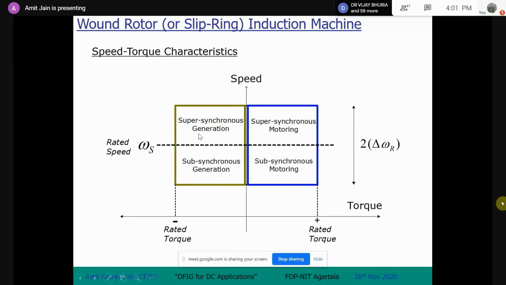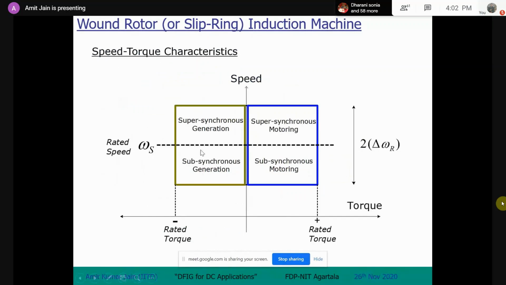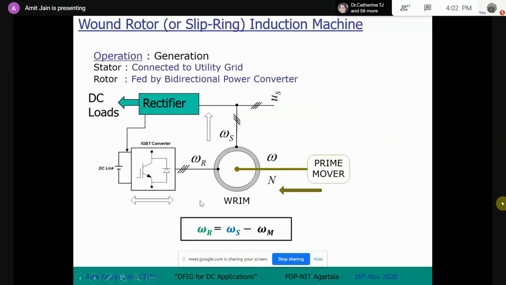So basically, as I said always, omega s is the synchronous speed of this induction machine. This is an induction machine, right? Although you have rotor windings available and the terminals are also available, it is still an induction machine. Any speed above rated or synchronous speed is known as super synchronous operation, and anything below is called subsynchronous operation. So at 8 meter per second we are in subsynchronous mode. At 10 meter per second we are in super synchronous.